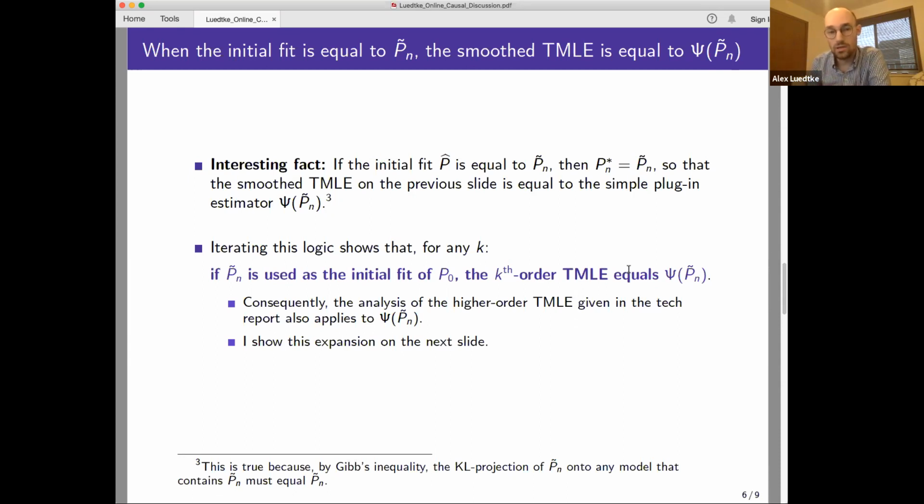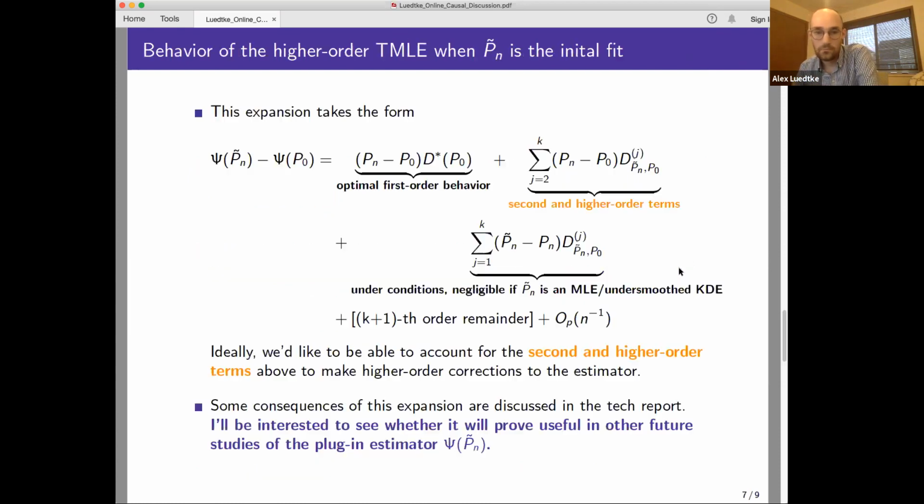Okay, and it turns out under certain conditions, smoothness conditions that involve this bounded uniform sectional variation norm, also known as the Hardy-Krause norm in the literature, in case that's helpful for folks to make a connection there. You really do need certain smoothness properties in order for this higher order TMLE to return a nice estimator in the case that you use Pn tilde as the initial. That said, from an algorithmic perspective, when you use Pn tilde as your initial, the kth order TMLE is just going to return psi of Pn tilde.